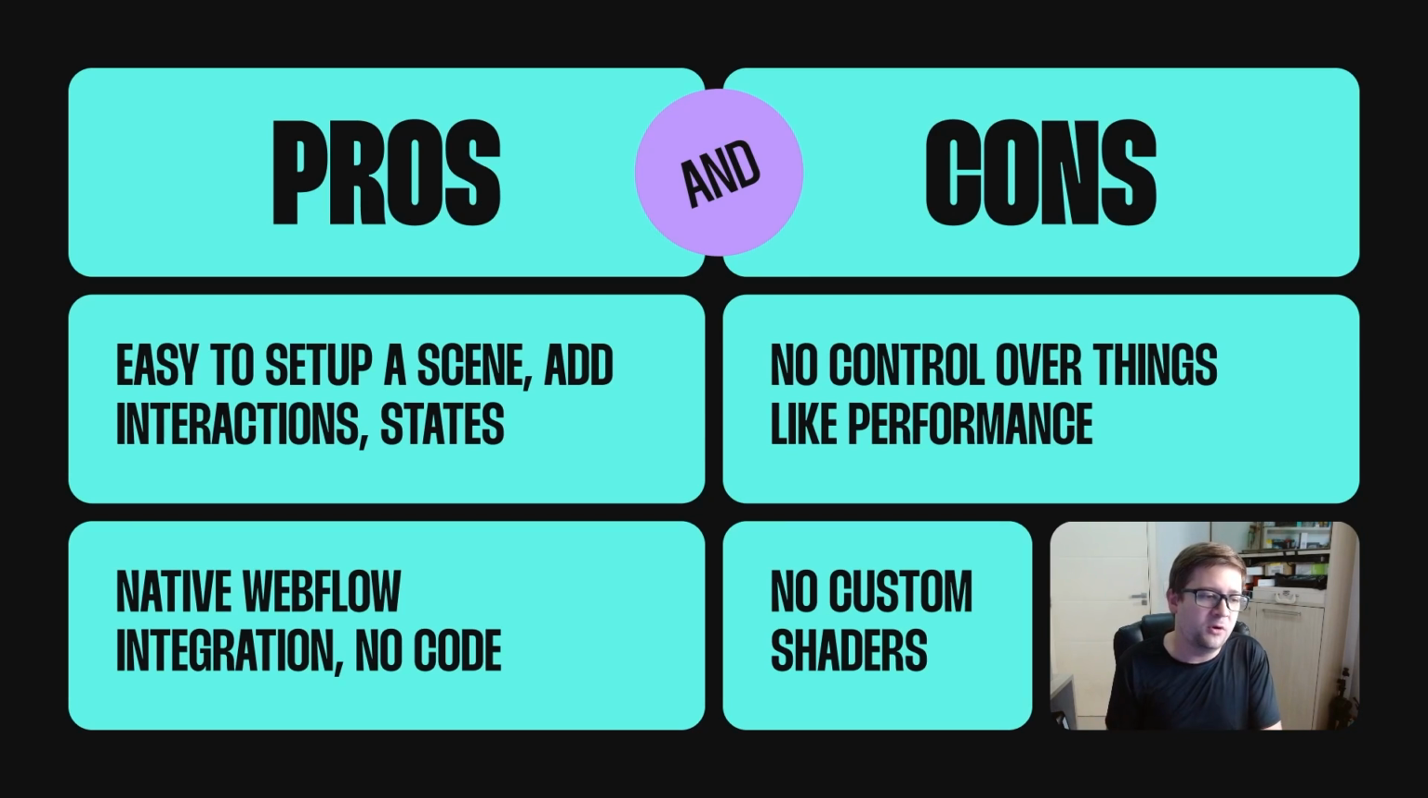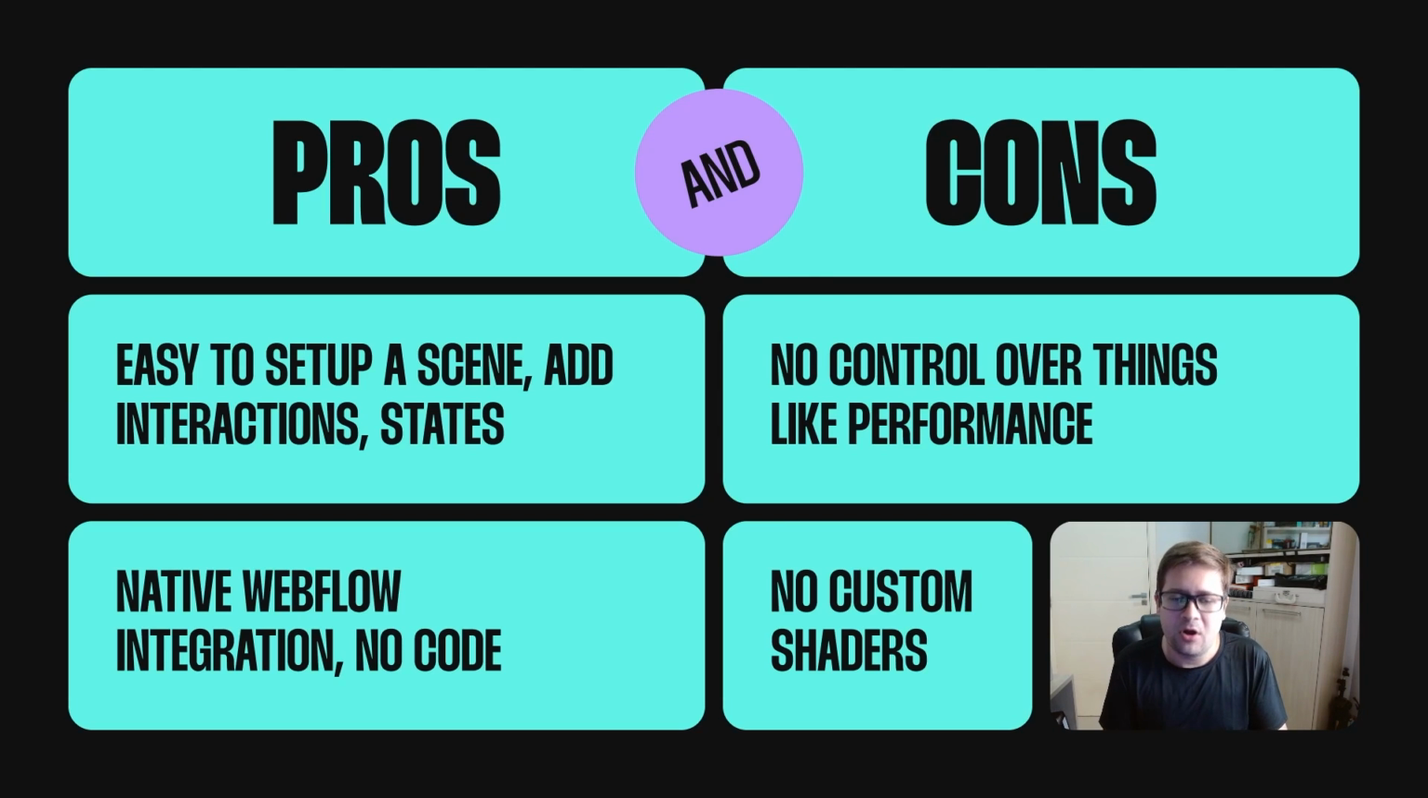And well, the pro is obviously that it's easy to set up a scene, add interactions, and create states with Spline. It's very easy. You don't have to touch a single line of code to do that. That's fantastic. And obviously the biggest advantage for me right now is that there's a native Webflow integration that allows you to use Webflow interactions to move things in the 3D scene. So this is amazing, and you don't have to touch a single line of code now to create great stuff.